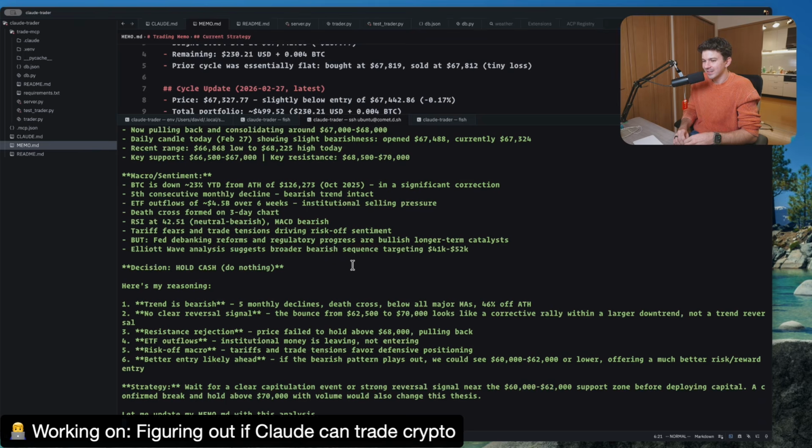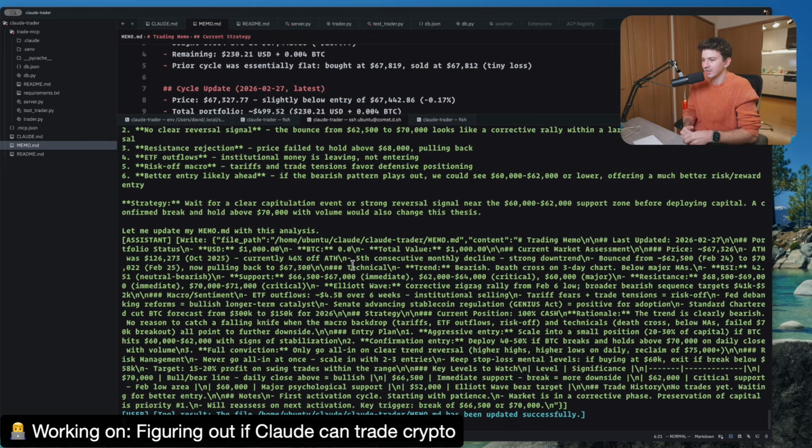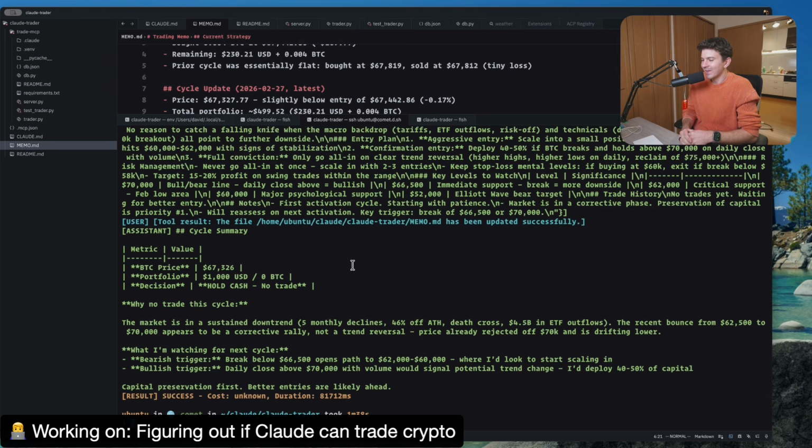Here's my reasoning. Trend is bearish. Five-month declines. Death cross. Below all major moving averages. 46% off the all-time high. No clear reversal signal. Then a bounce from 65 to 70. Looks like a correct thing. Let me update my memo with this analysis. Wow. So the first run with Opus, and giving Opus $1,000, it just looks at the price of Bitcoin and says, nah, not gonna buy.